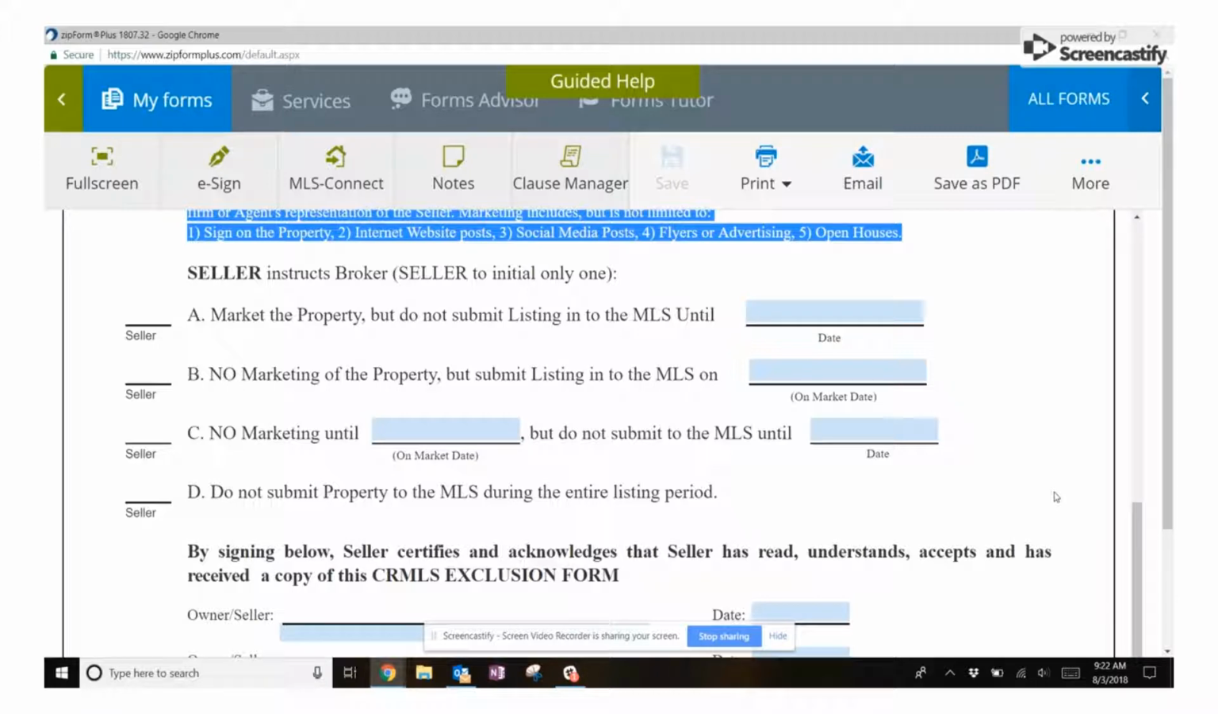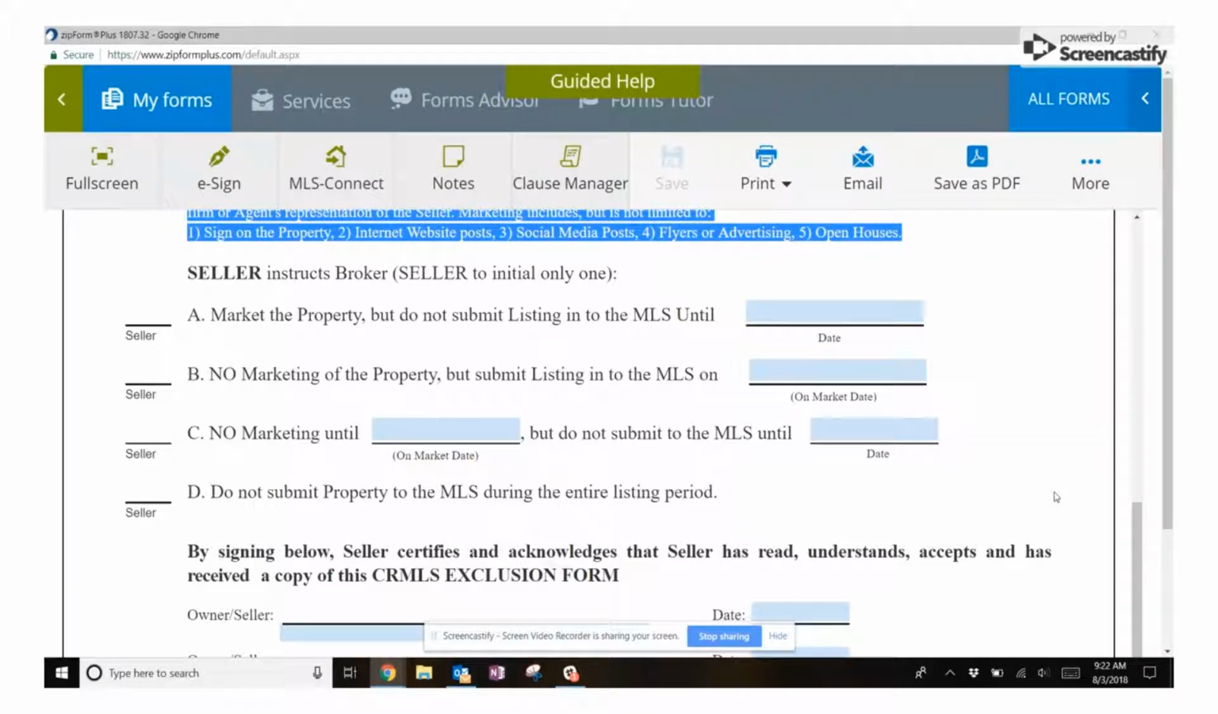Now, choice 4 says that the seller is not allowing us to input the listing at all into the MLS, and that I can market that property any other way I see fit. So at this point, DOM is irrelevant. We're not inputting the listing at all in the MLS. I am now free to market the property however else I need to get this property sold.